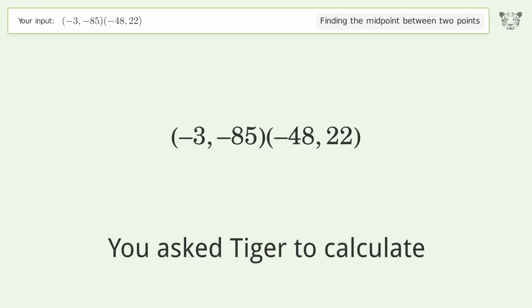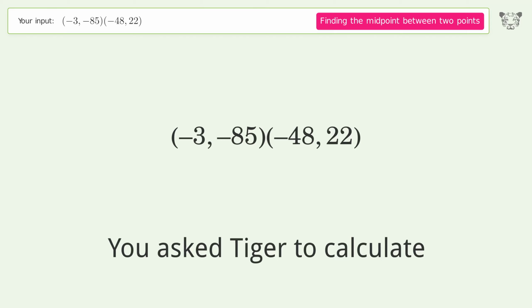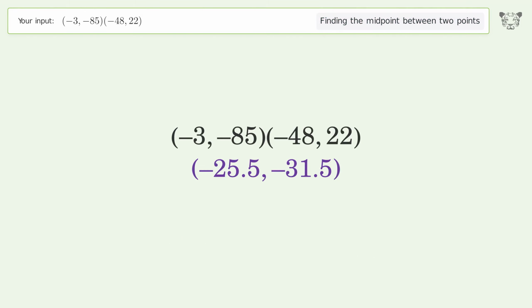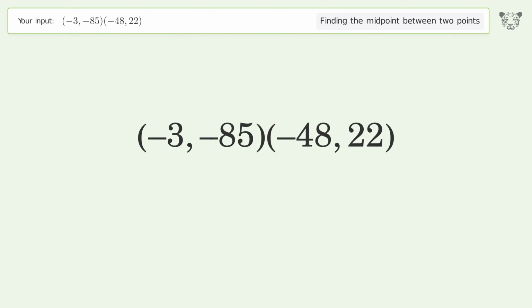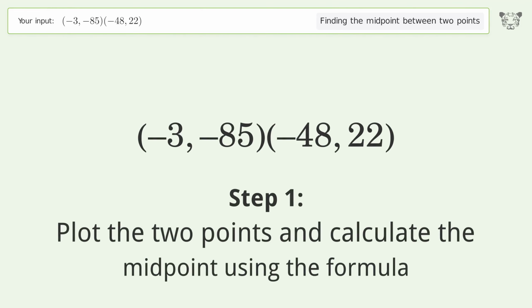You ask Tiger to calculate. This deals with finding the midpoint between 2 points. The midpoint between the 2 points is -25.5, -31.5. Let's solve it step by step. Plot the 2 points and calculate the midpoint using the formula.